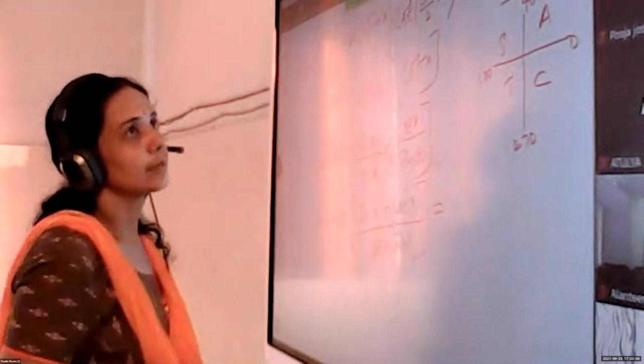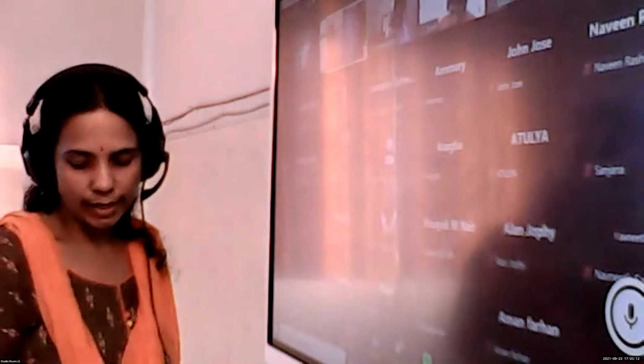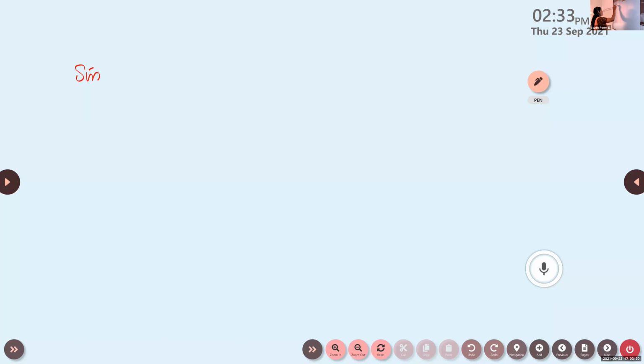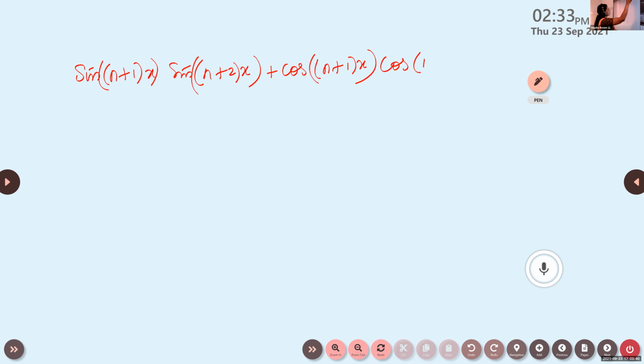Now write the next one. Prove that sine of n plus 1 x into sine n plus 2 x plus cos of n plus 1 x into cos of n plus 2 x is equal to cos x. Prove that this is equivalent to cos x.